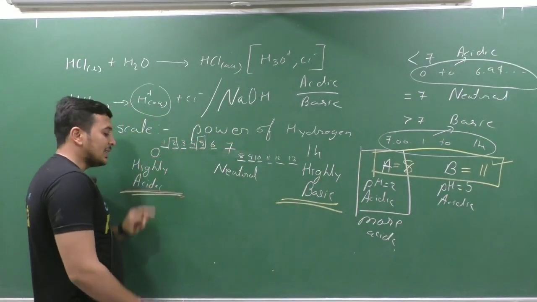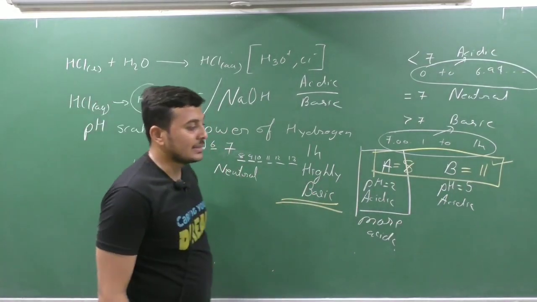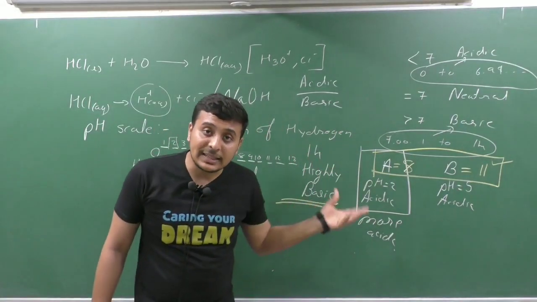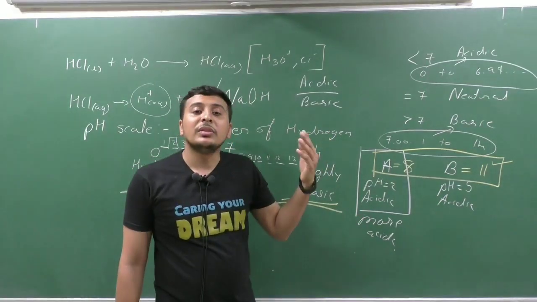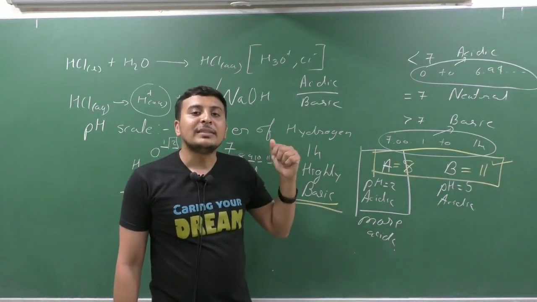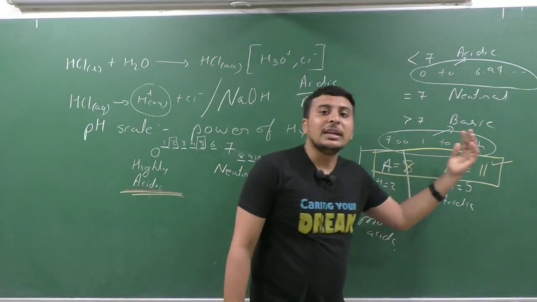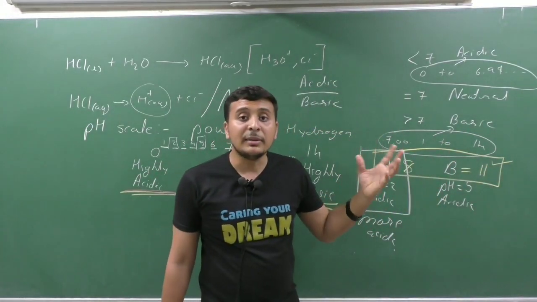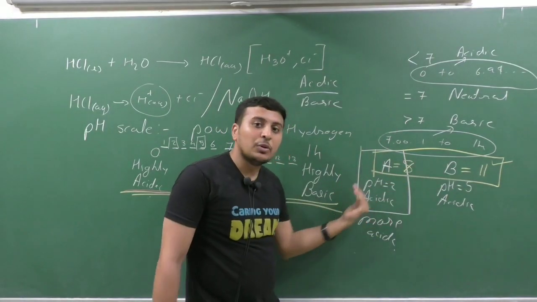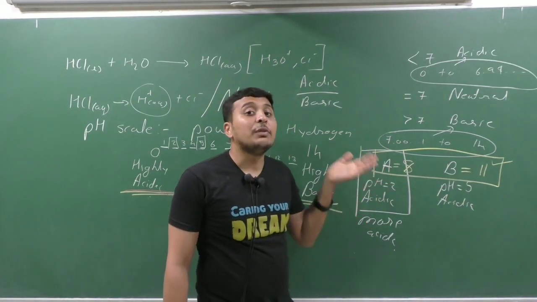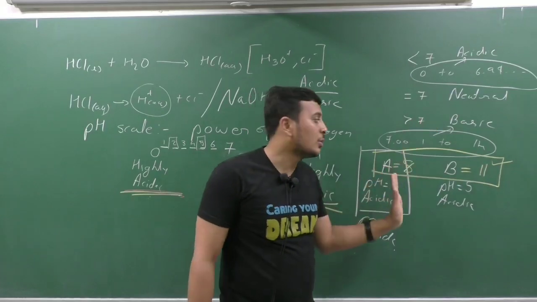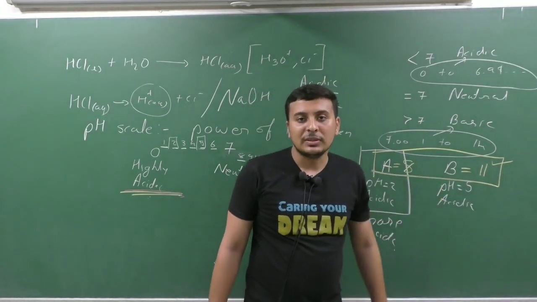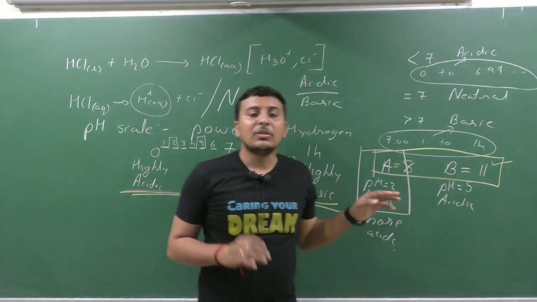As the pH decreases, acidity increases. So while measuring acidity, we have to look for the low pH, and while looking at basicity, we have to look for the higher pH for the more basic solution. If you want to find the more acidic solution, then go for the lower pH. If you want to find the more basic solution, then go for the higher pH. Clear?